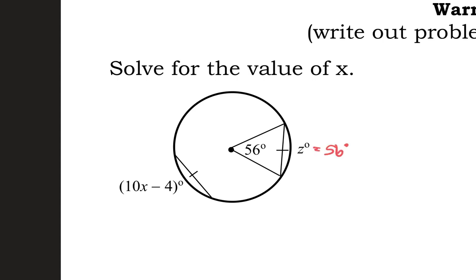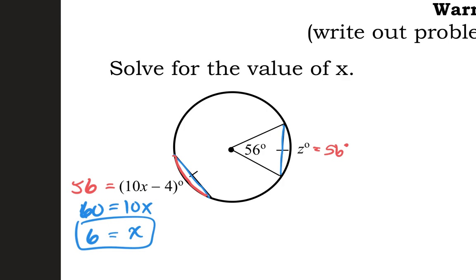Then we have a rule that says if the chords are equal, what has to be true about their arcs? Equal. They're also equal. So this arc has to equal 56. Good. So then we add the 4. We have 60 equals 10x. So x has the value of 6. Good. All right, continuing on then.